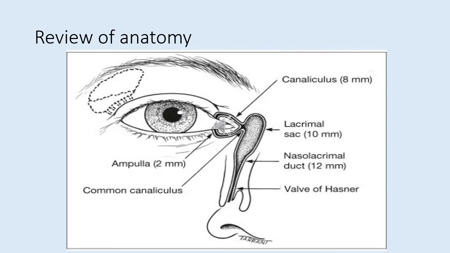To start with, the puncta on the medial aspect of the lid margin, the upper punctum and lower punctum. Then there's a vertical canaliculus, then horizontal canaliculus, then the common canaliculus that opens into the lacrimal sac. Then the lacrimal sac is connected downward to the nasolacrimal duct. Then downward we have the valve of Hasner, which should be opened early in life. Then it's connected to the nasal cavity.